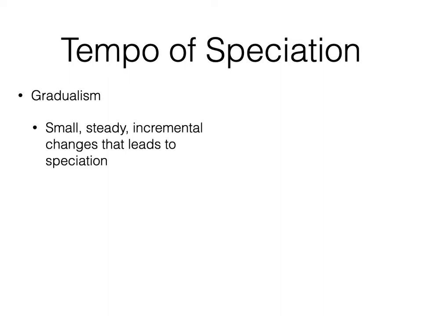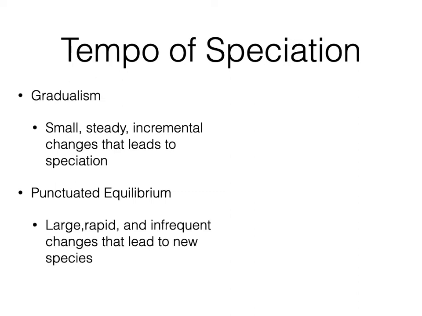And one term that we can use to describe the tempo of speciation is gradualism, right? Gradualism is small, steady, incremental changes that lead to speciation. So it's a little bit of tinkering at a pretty consistent, constant rate that leads to new species. Now, the second type of speciation tempo, or speciation rate, is called punctuated equilibrium, and that is defined as large, rapid, and infrequent changes that lead to new species, right?